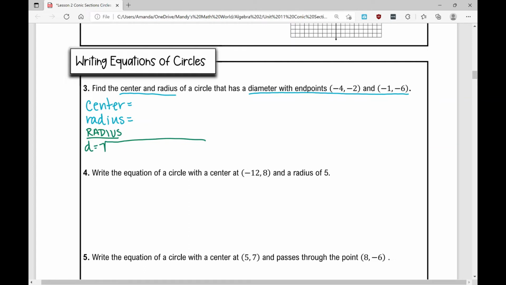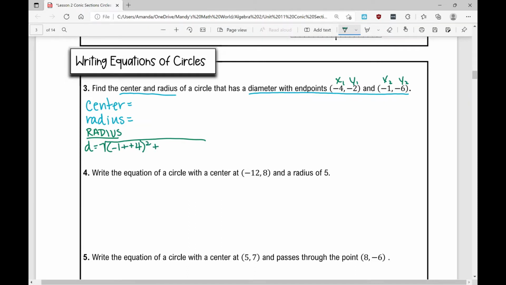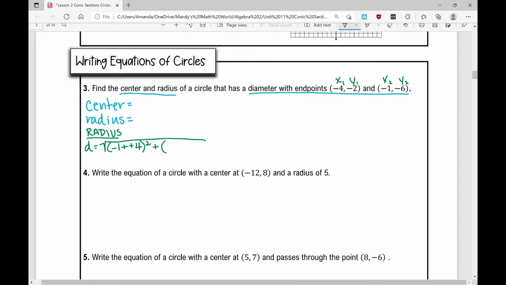The distance formula is just my little formula where I subtract my x's, square them, I subtract my y's, square them, I take the sum of that, and then I take the square root of all that. So the distance between these 2 points, I'll label this x1, y1, x2, y2. I'm going to subtract my x's, so that's -1 minus -4 squared. Remember, that's just plus a positive. And I'm going to add that to the difference between the y's, which is -6 minus -2. That's just plus 2 squared.